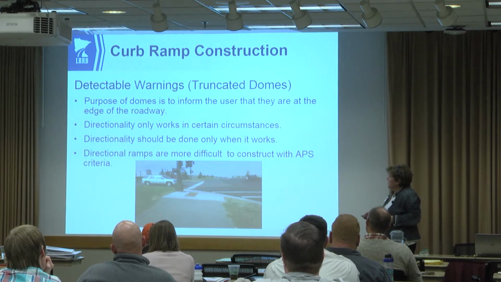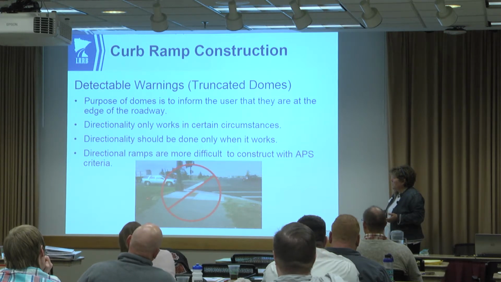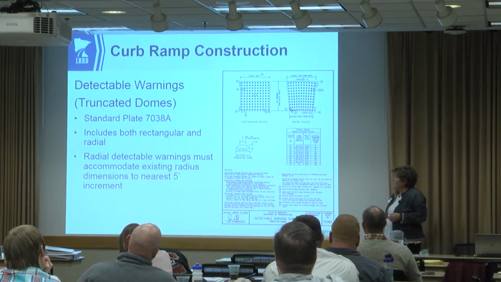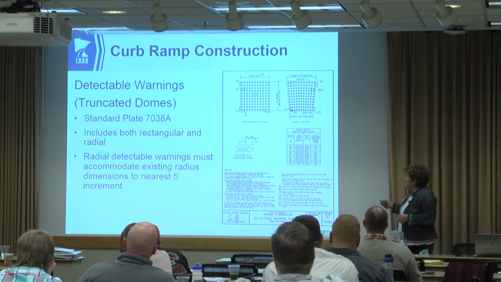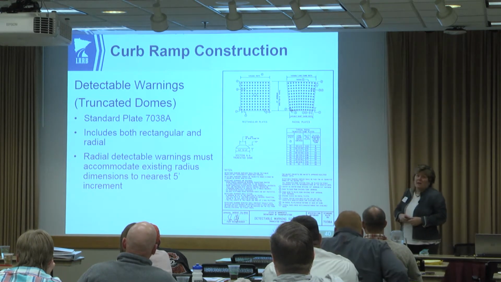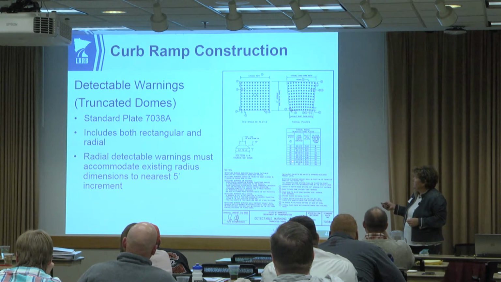Remember that these truncated domes do not communicate directionality, so we don't put them like this. We put them transverse to warn the user that they're coming up to an intersection. Here's that standard plate, 7038A, which shows the different sizes of radial detectable domes. So detectable domes are available in all different radii, from 10 up to 35.